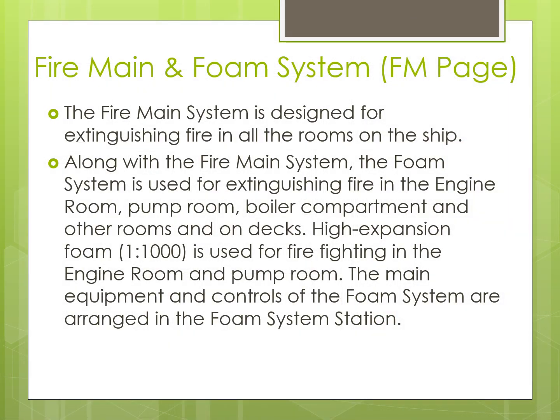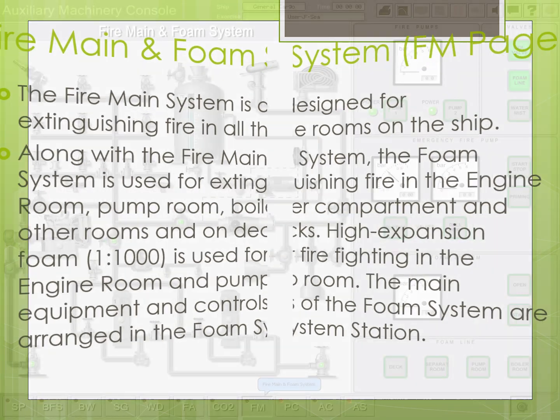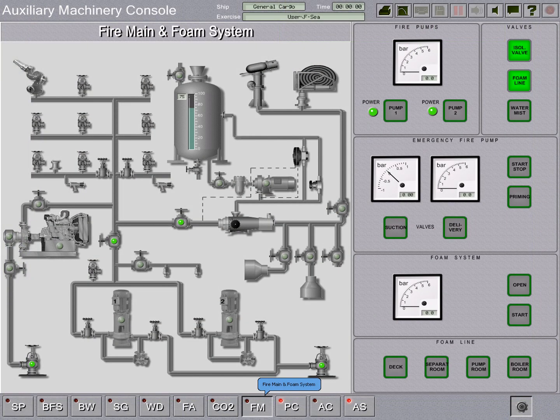Fire main and foam system. The fire main system is designed for extinguishing fire in all the rooms on the ship. Along with the fire main system, the foam system is used for extinguishing fire in the engine room, pump room, boiler compartment, and sea and other rooms and on decks. High expansion foam, 1:1000, is used for firefighting in the engine room and pump room. The main equipment and controls of the foam system are arranged in the foam system station. Fire main and foam system, FM page.